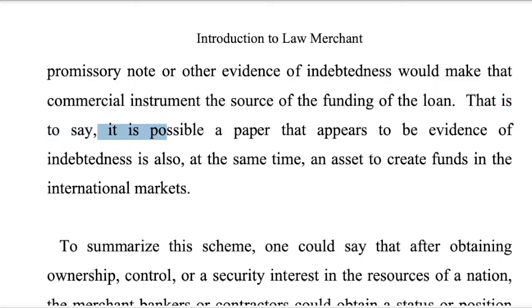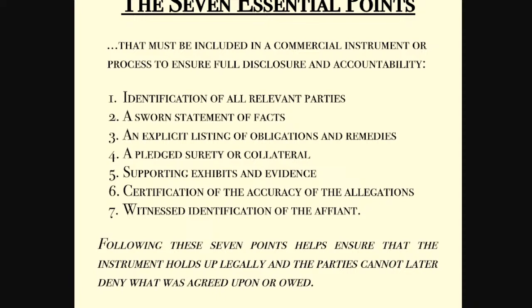That is to say, it is possible a paper that appears to be evidence of indebtedness is also at the same time an asset to create funds in the international markets. So the promissory note or other evidence, that commercial instrument, is the source of funding. That is the collateral for the international markets. However, we also have a pledged surety or collateral in there in the commercial instrument.